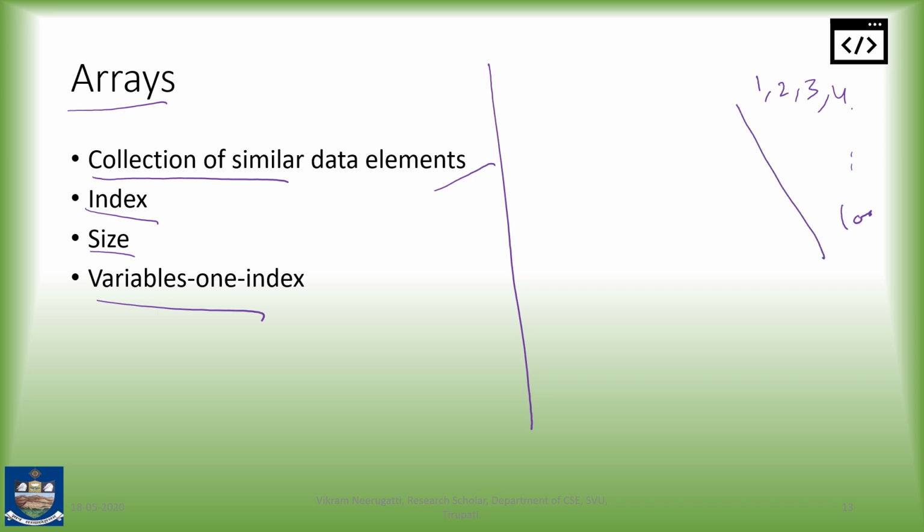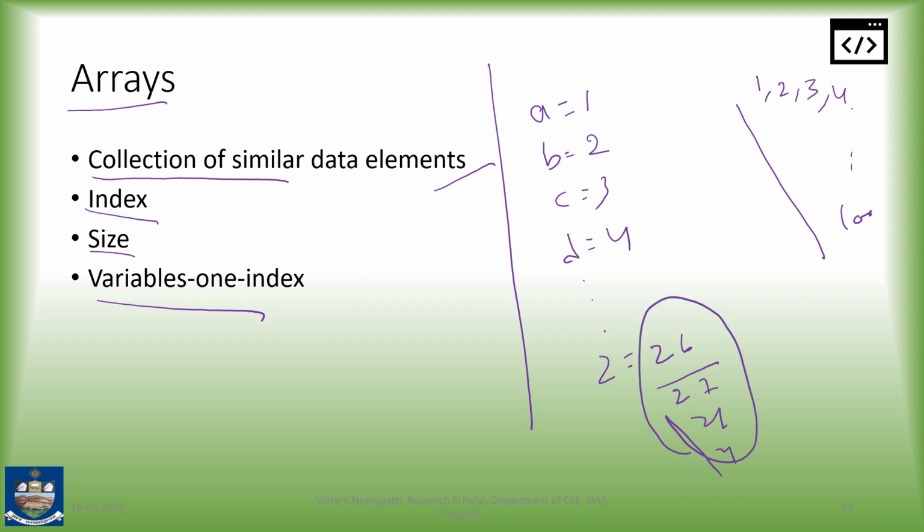So how many variables do I require? I may initialize a equal to 1, b equal to 2, c equal to 3, d equal to 4, and so on, maybe z equal to 26. But I want to display 27, 28, 29. What can be the variables? To overcome this drawback, we will use arrays.